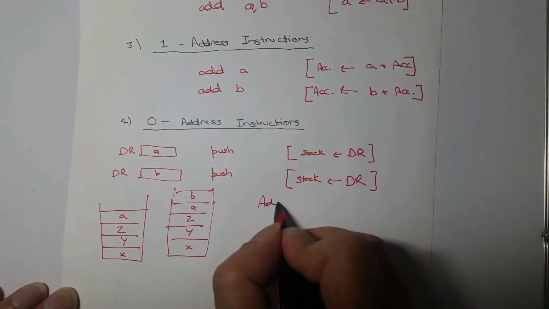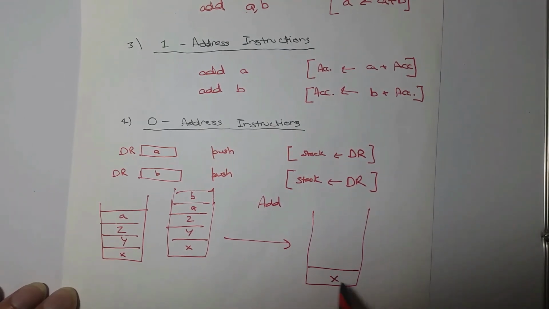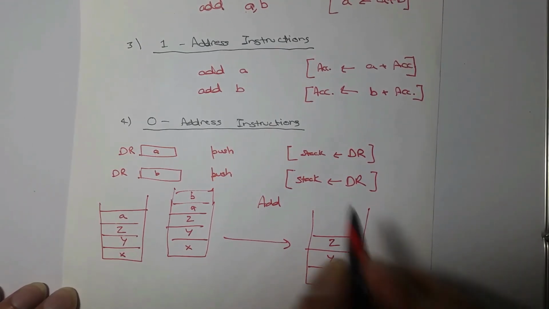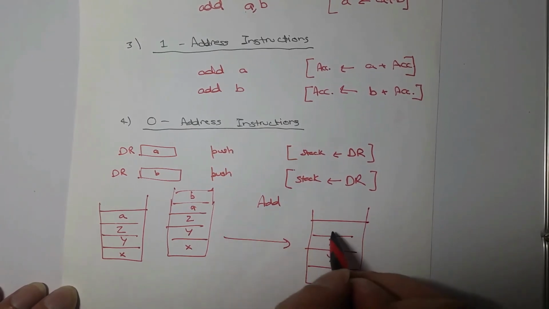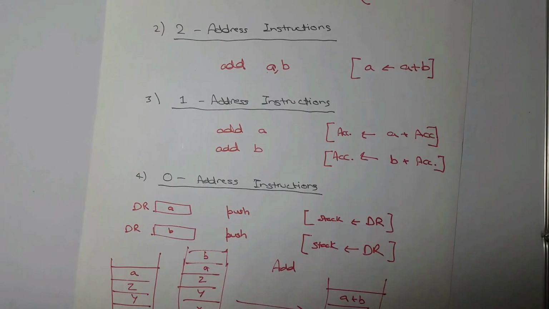Now we can simply say add, and this will add the top of stack to the next element in the stack. So now we'll have A plus B. Now we can pop it out and use it at another place.